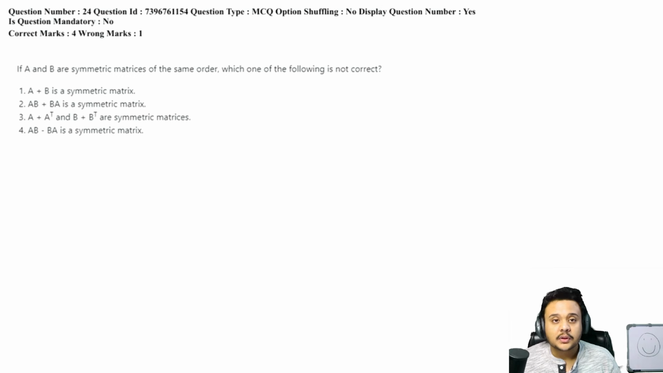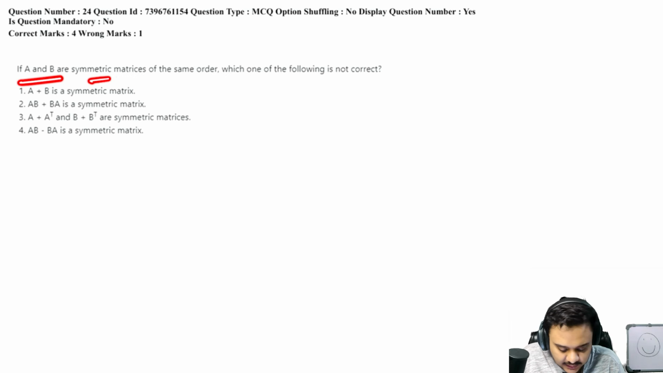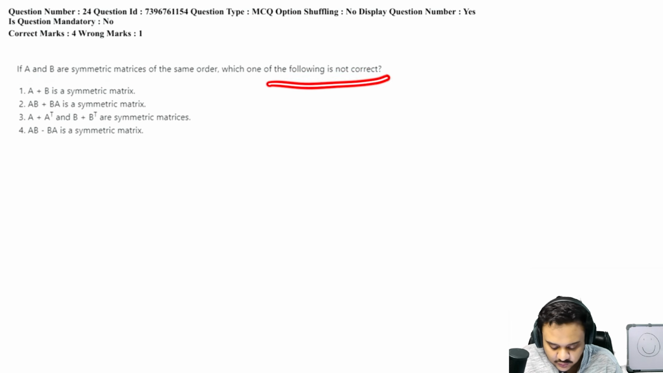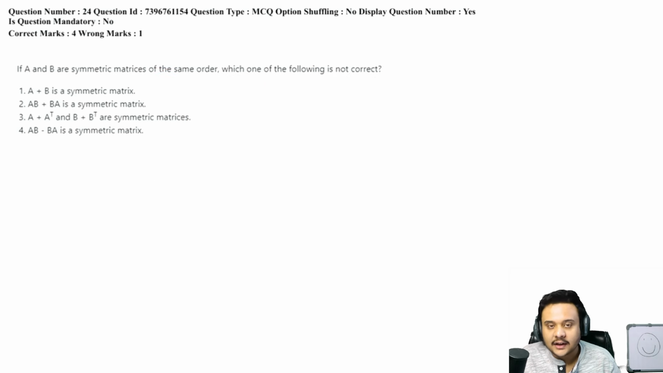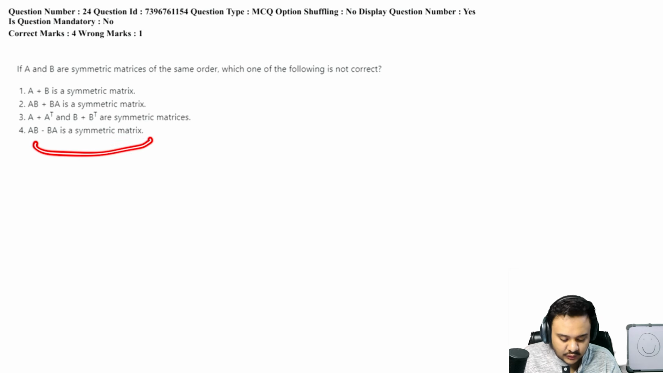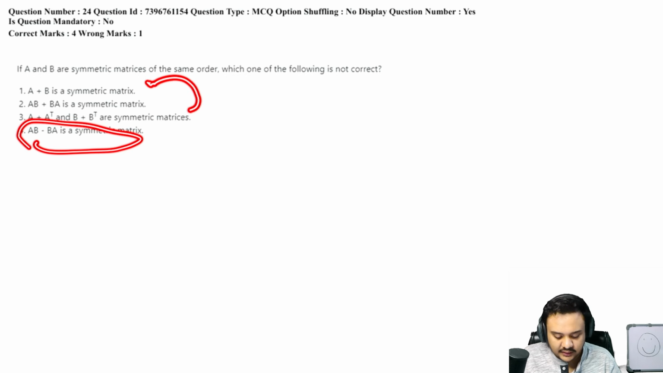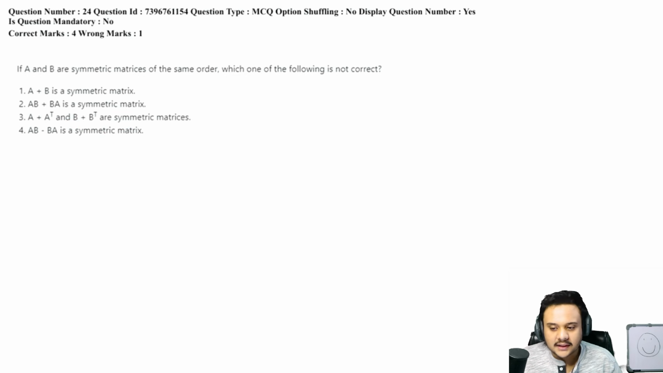Let us move on. So the 24th question says that if A and B are symmetric matrices of the same order, which of the following is not correct? And you have four options. In these kind of options, it is advised to start solving from the bottom, because many a times what the examiners do purposely is that they put the right answer on the bottom so that you just waste your time solving the first three. But it really depends. It is not like set in stone. It is not that strict of a rule. Basically, it is just advised that you can try that out as well. Here obviously the last one is the right answer as well.